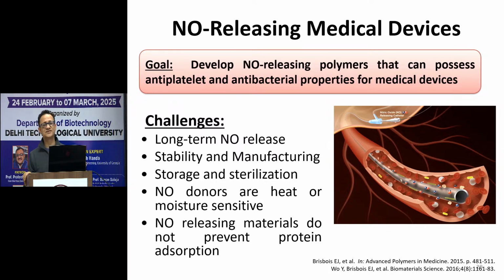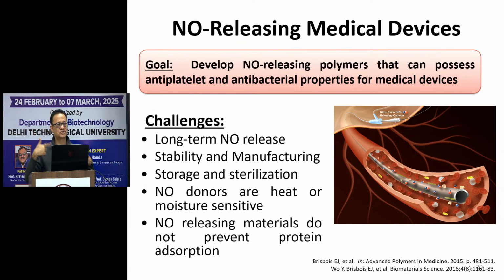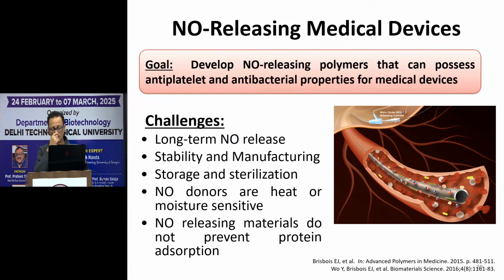Nitric oxide donors are heat sensitive. When they are subjected to high temperatures, for example, extrusion is done at a very high temperature, it will just destroy the material. If I do 120 degrees Celsius sterilization, it will kill the material.